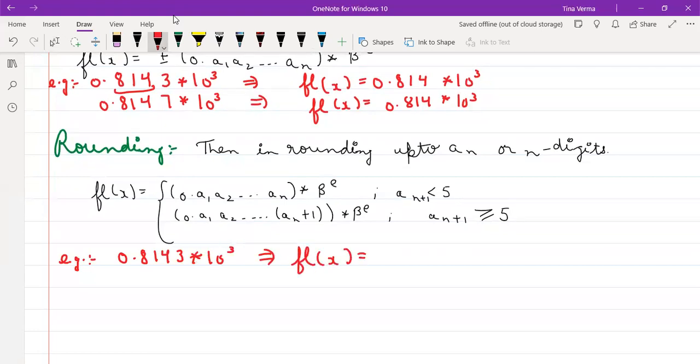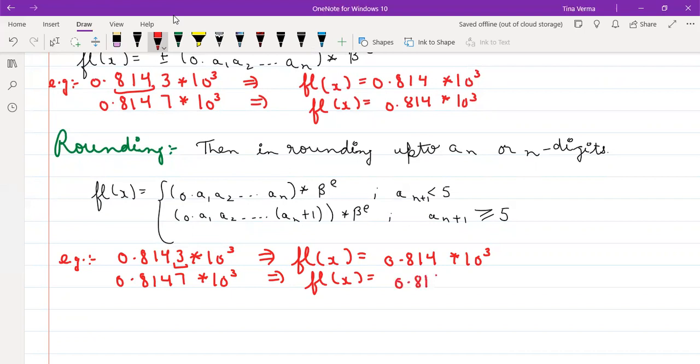So what will be its rounded off number? That is the same as the chopping, because here at my fourth place, the number is less than 5. So it will be 0.814 into 10 raised to the power 3 in case of rounding. And if the number is 0.8147 into 10 raised to the power 3, and you have to round off this number up to 3 decimal places, then the number will be rounded off 0.81.